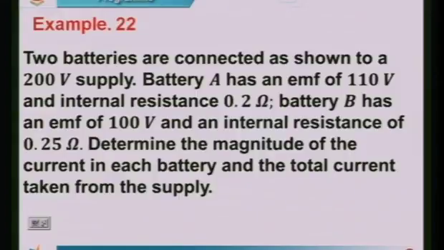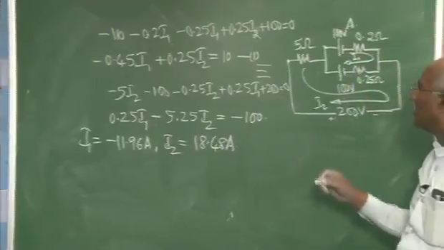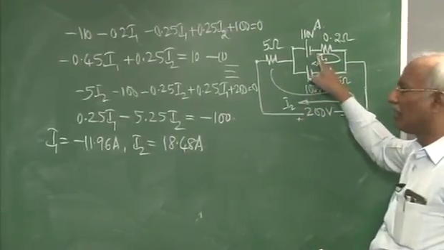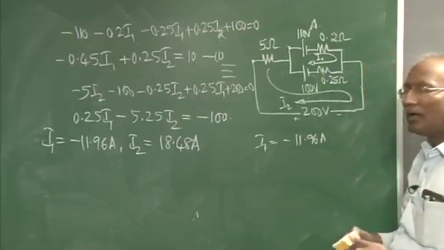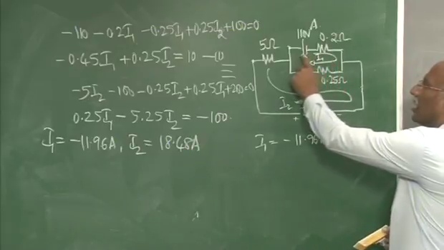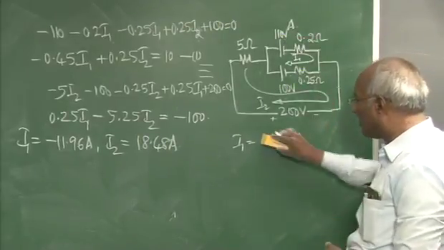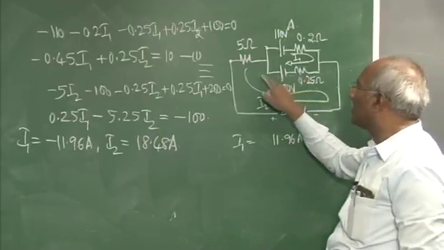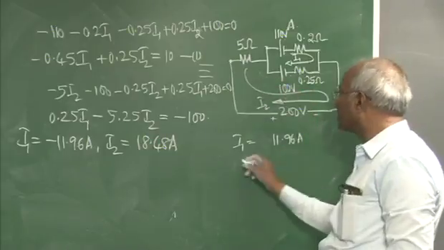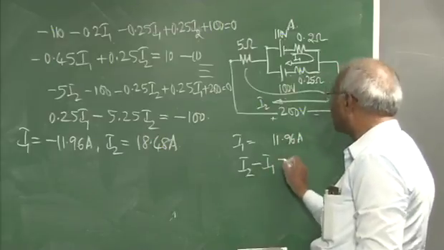Determine the magnitude of the current in each battery and the total current taken from the supply. What's the magnitude of the current in this? The current flowing through this is nothing but I1. I1 is equal to minus 11.96 amperes. The minus sign indicates that the current is not this way but in the opposite direction. Therefore, the 110 volt battery is giving out a current of 11.96 amperes. When it comes to this one, if I take I2 as reference, the current in this 100 volt battery will be equal to I2 minus I1.